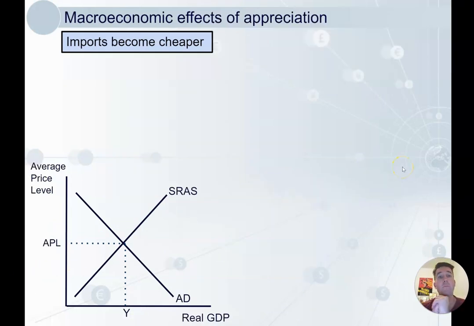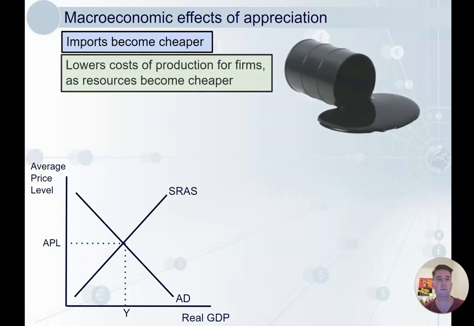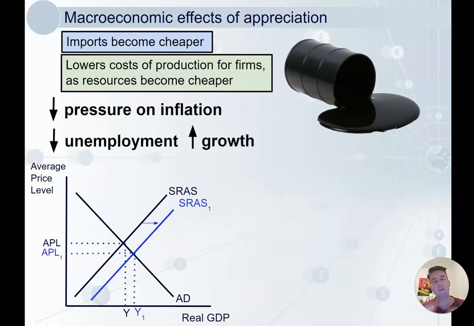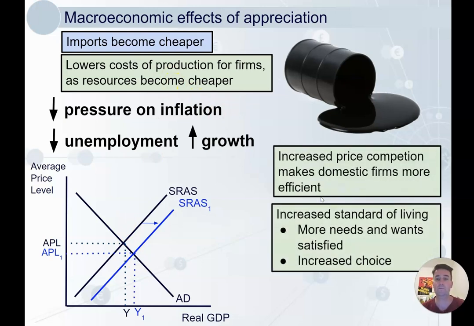Okay, what are some of the macroeconomic effects of appreciation? Firstly, imports are going to become cheaper, right? So one thing that's going to mean is lower costs of production for firms. Resources like oil become cheaper, right? So we know what happens there. Increase in SRAS, we get less pressure on inflation, right? So price level will go down. And we've got an increase in real GDP, so that's less unemployment, more growth. Right, that sounds all good.